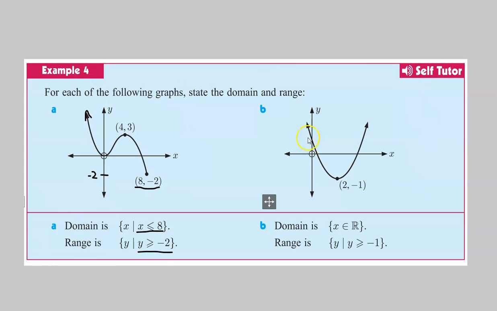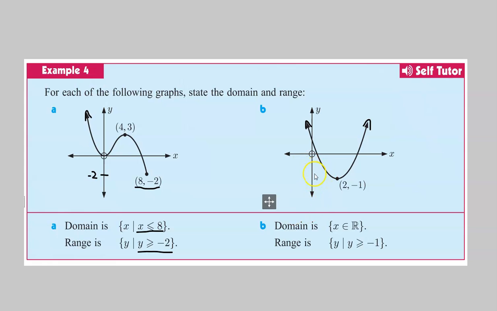What about part B here? This thing continues on forever up and to the left and forever up and to the right. So my domain, since it is forever left and forever right and it includes everything between it, would be all real numbers. I could say negative infinity to infinity, or I could say all real numbers.